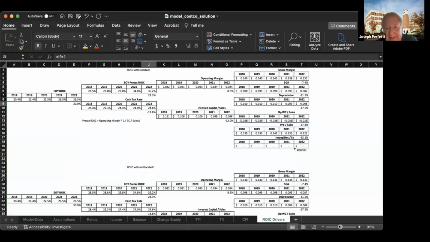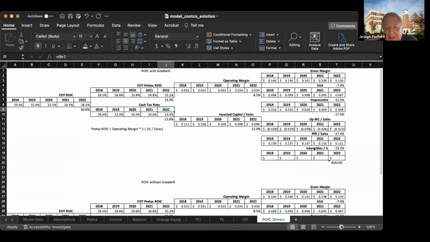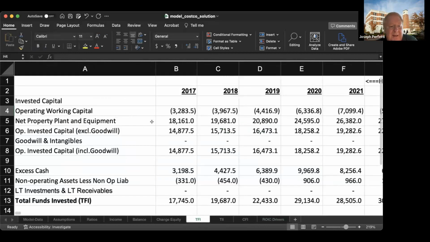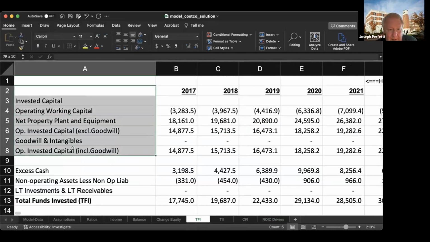And the key in your tree is to identify the operating elements of the income statement and the balance sheet. And so that goes back to TFI. Like what you were doing here is you should have figured out what is your operating invested capital, which is the operating working capital, the long-term capital, which is the property, plant, and equipment, and the goodwill and the intangibles. And then that would have been your operating invested capital.